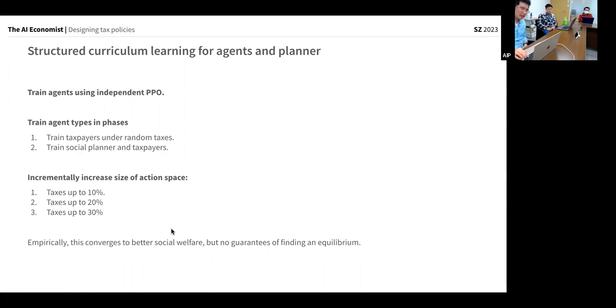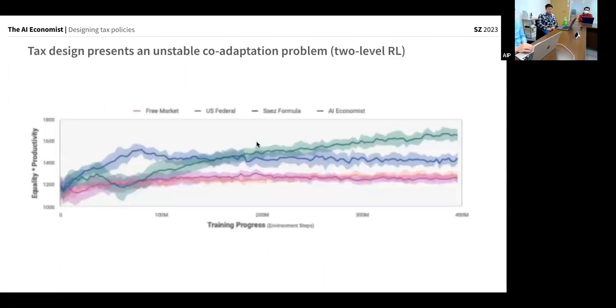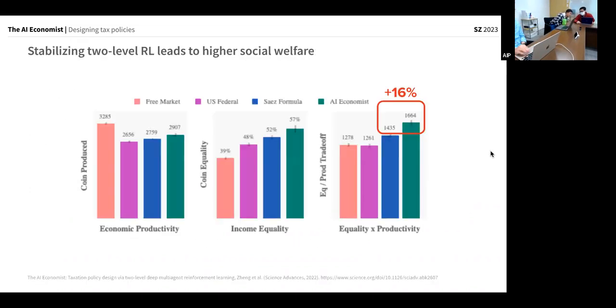So what you then see empirically is that you can stabilize this green curve, and then you will converge to something that is better than all the baselines. Now, the important thing here for us was just to beat the baselines. In machine learning, we just beat the baselines, we're happy, but there's no guarantee that that is in fact a global optimal solution, or that it's the game theory equilibrium.